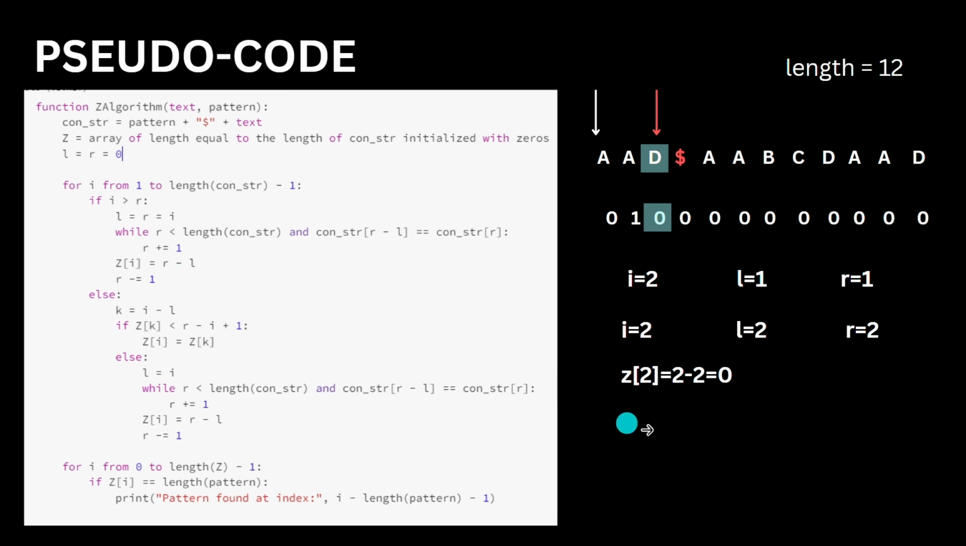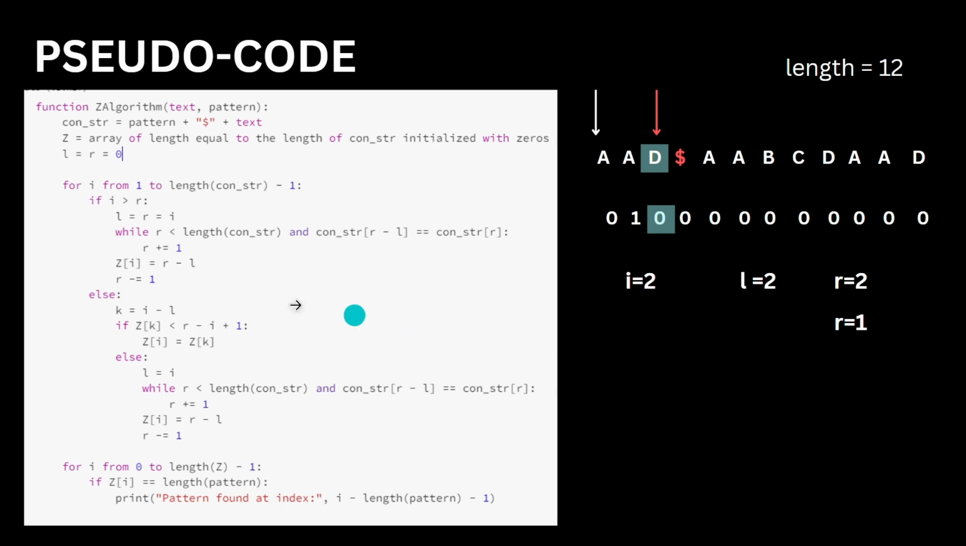Z of 2 is equal to R minus L, which is 2 minus 2 is equal to 0. Now R is equal to R minus 1, so value of R is 1. Now I has been incremented, so I value is 3. Now if we check the if loop, which is I is greater than R, which is 3 is greater than 1, so we'll be going into the loop.